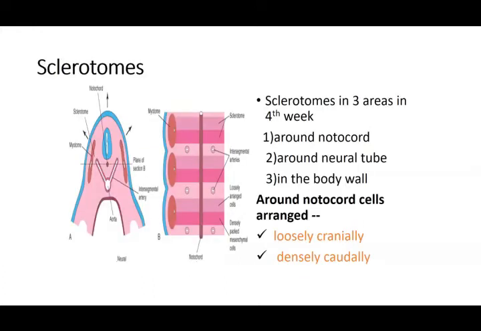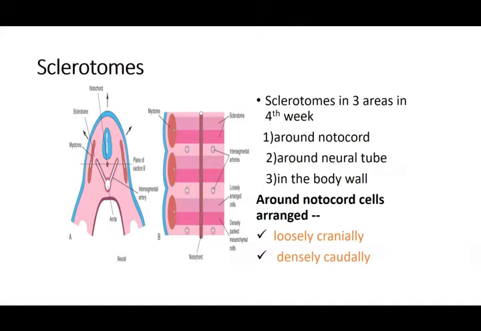Now, sclerotomes, when they spread over, are going to go to three areas in the fourth week. All this development starts in the fourth week. One, it's around the notochord; two, it's around the neural tube, as you see in this picture; and three, it's in the body wall. These are the three places where you find the sclerotome.